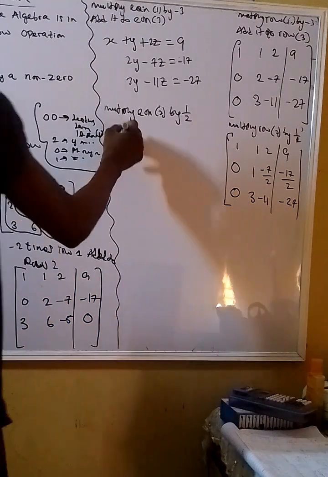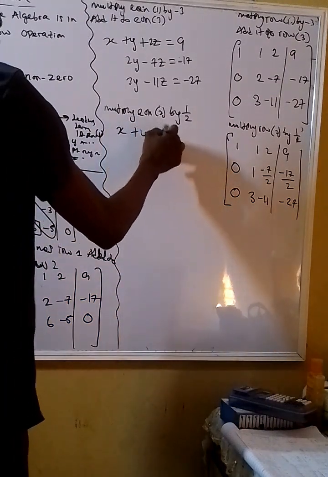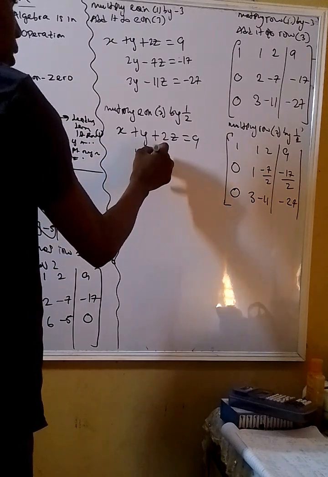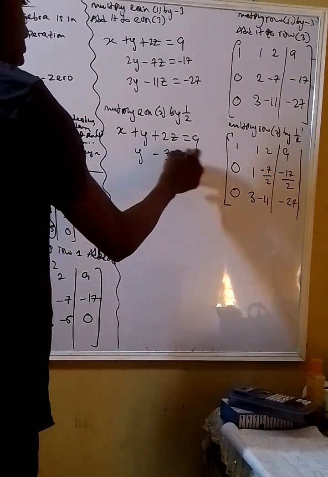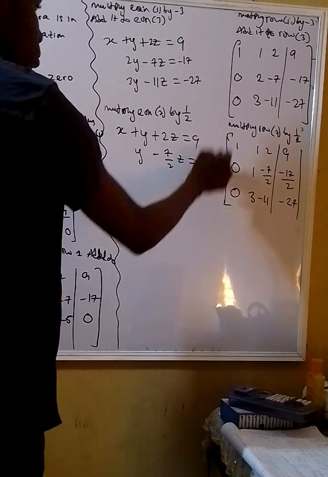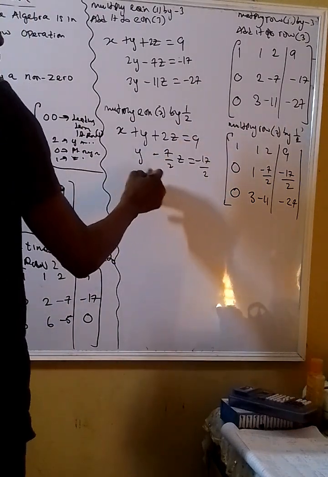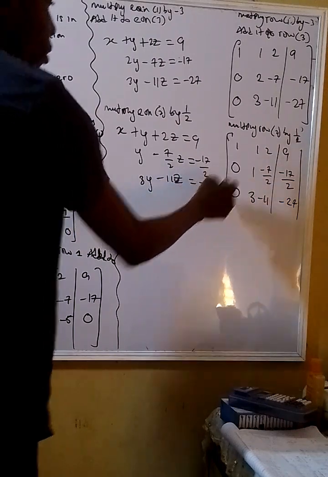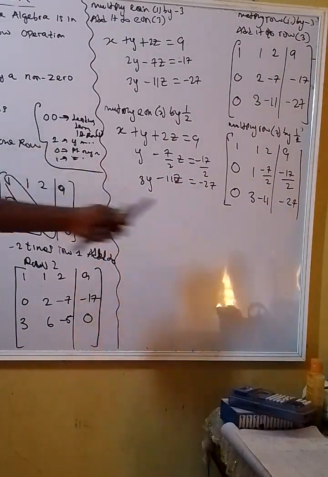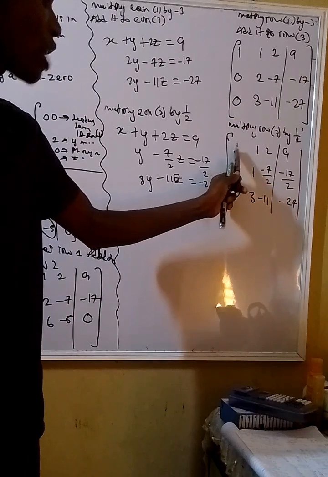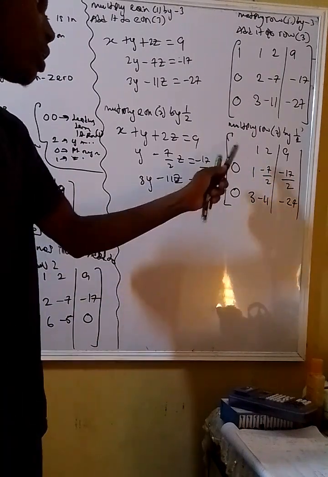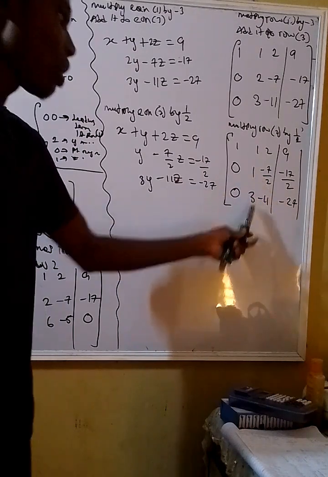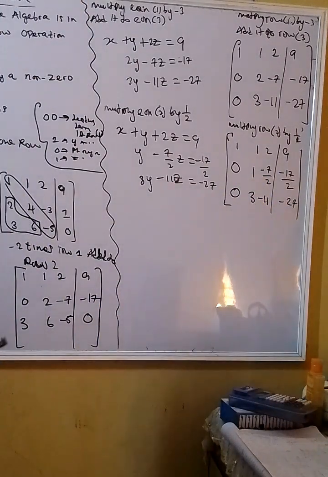So from this aspect, you can break this down. You have x plus y plus 2z equals to 9. This becomes y minus 7 over 2z equals to minus 17 over 2. And from here, you have 3y minus 11z equals to minus 27. Hope you get my logic. So we turn this to 0 first. Like I told you, if this one is not actually 1 as the question is given, this is the first thing to change to 1. Then change this to 0, 0. Then we change this to 1. Now we are coming back to change this to 0.